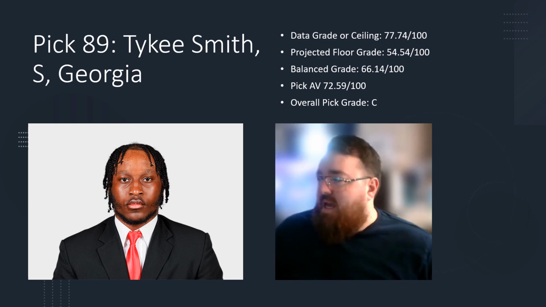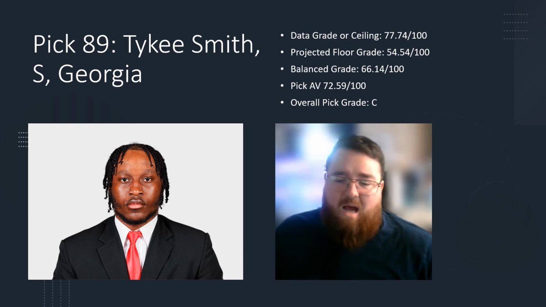Then, of course, you get to pick 89 and Tykee Smith, safety out of Georgia. His data grade was 77.74 out of 100. His projected floor is 54, and balance grade is 66.14. With overall pick AV being 72.59, I would give this a grade of C for him.